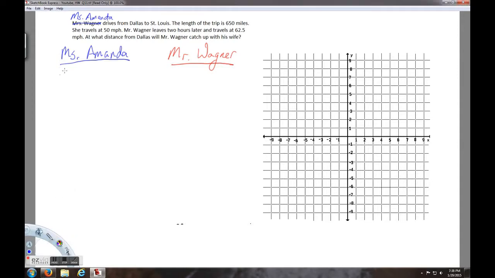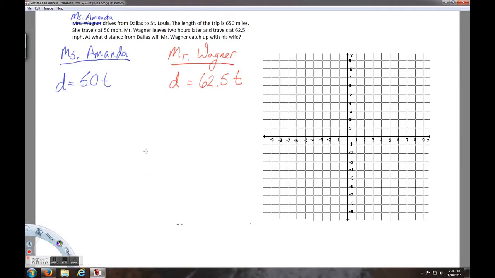So how are we going to set up our equations here? We know that distance equals speed times time. So if I keep that as our equation, I know that my wife, Miss Amanda, is traveling at 50 miles an hour, so I'm going to set distance equal to 50t. As for me, I will be traveling faster. I'll be traveling at 62.5 miles per hour.